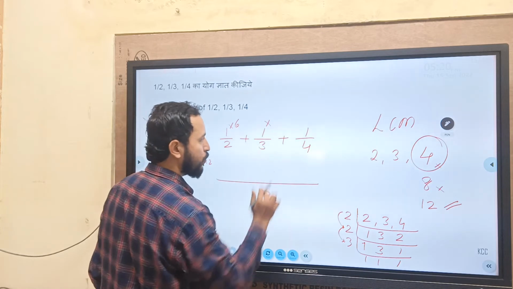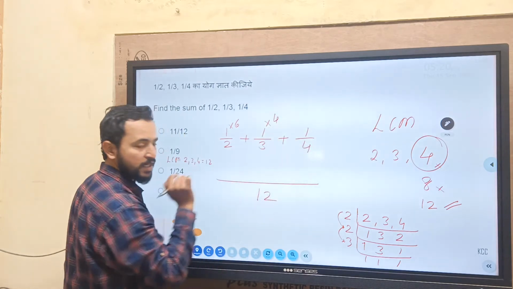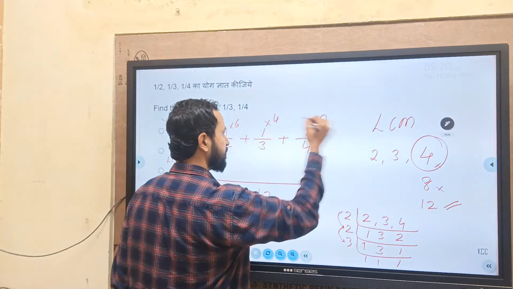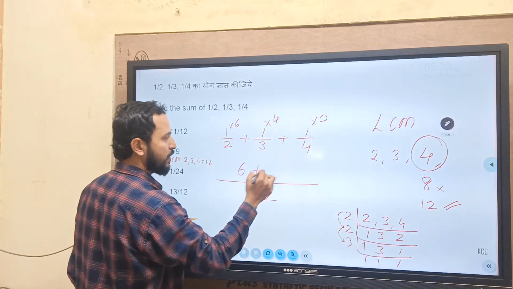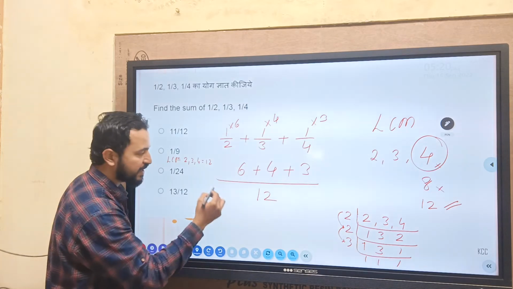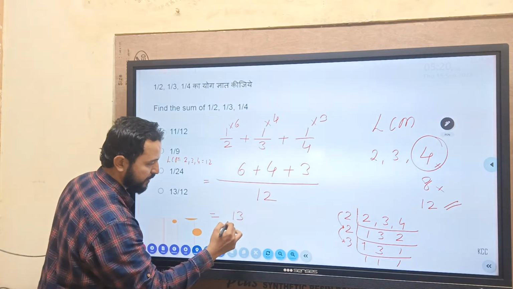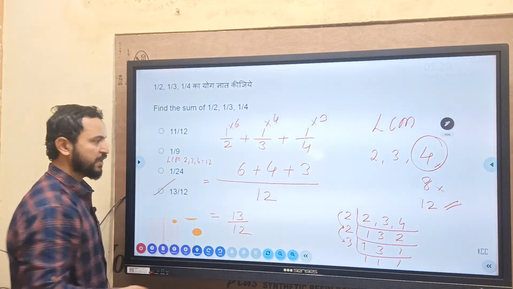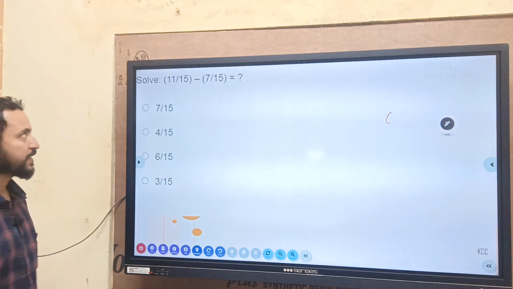12, 3 4s are 12, 4 into which number is 12? 4 3s are 12, 6 1s are 6, 4 1s are 4, 3 1s are 3, 6 plus 4 is 10, 10 plus 3 is 13, 13 by 12. Option D, that's the answer for the question.